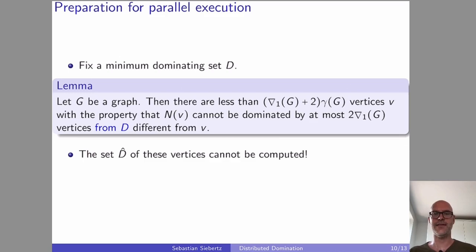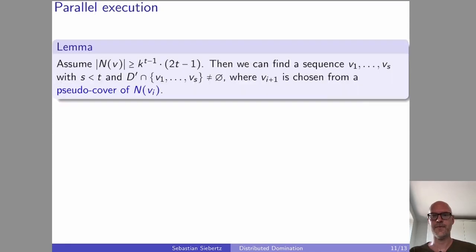All other vertices, in fact, have their neighborhoods dominated only by a few vertices from D. And we call now D prime the union of D hat and D. And after this pre-processing step, we can now turn to a parallel execution of this tuned greedy domination algorithm.